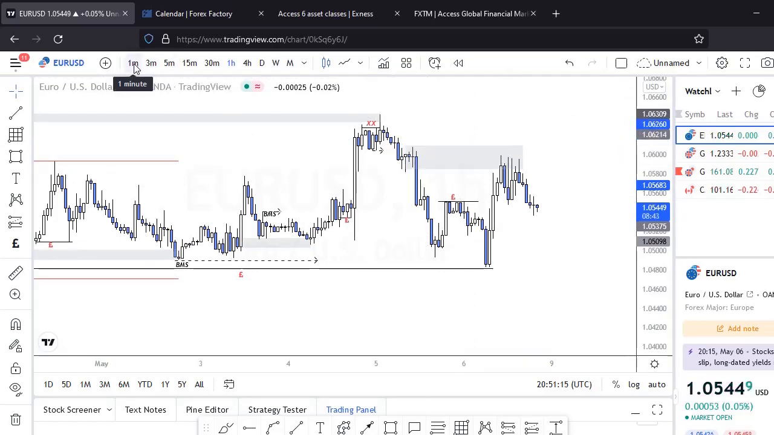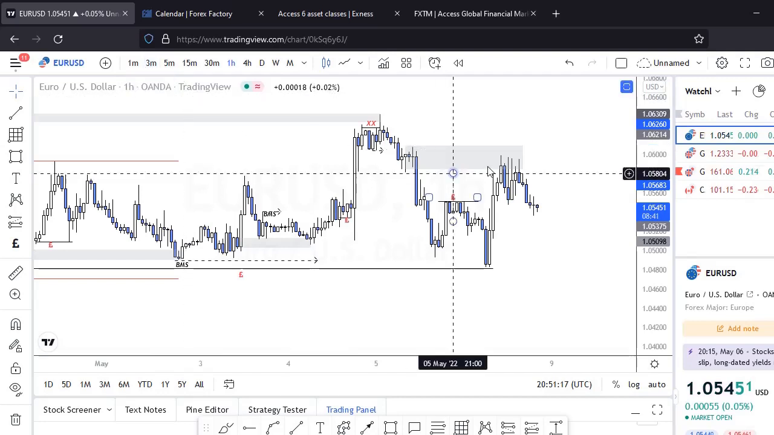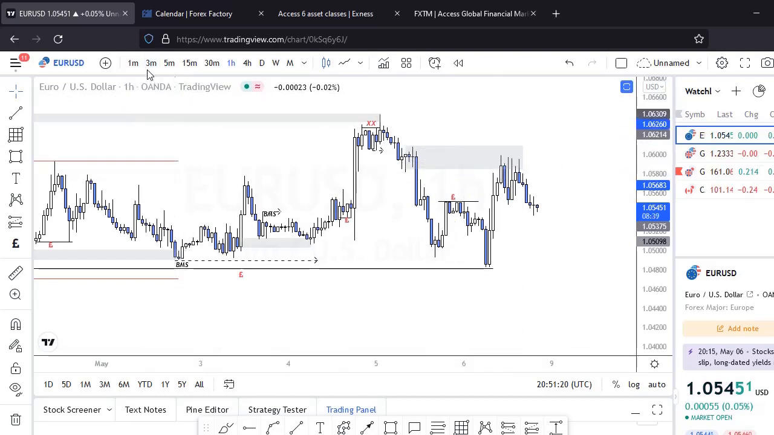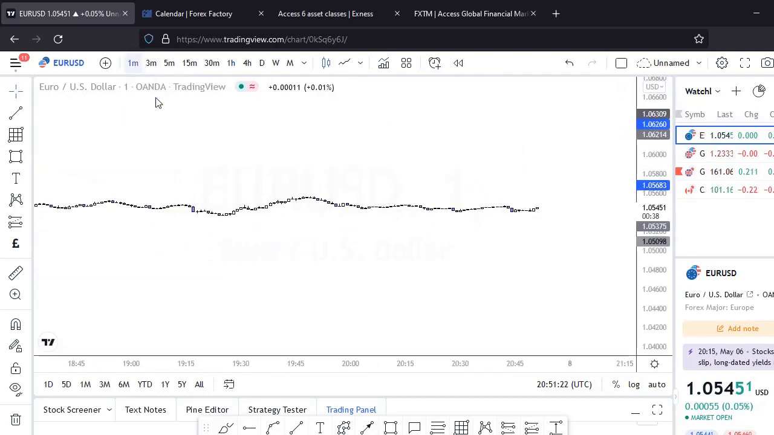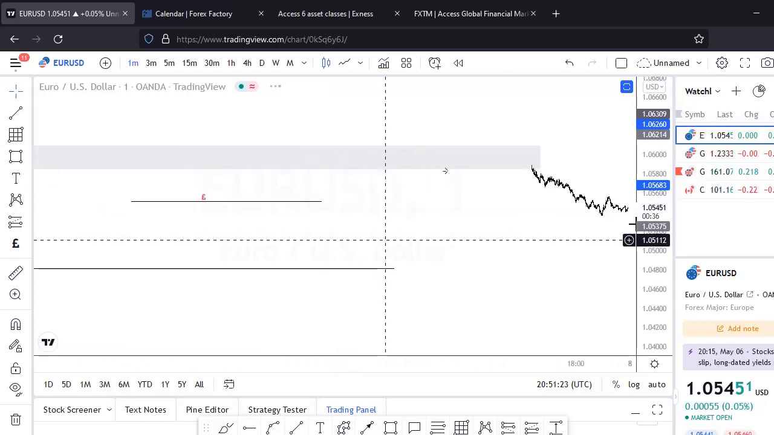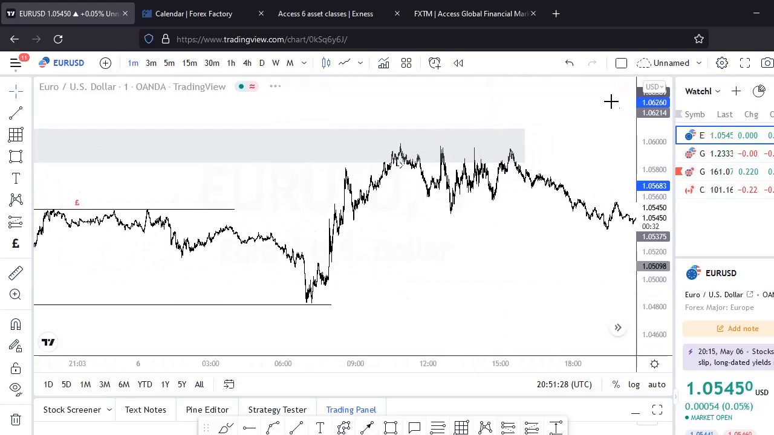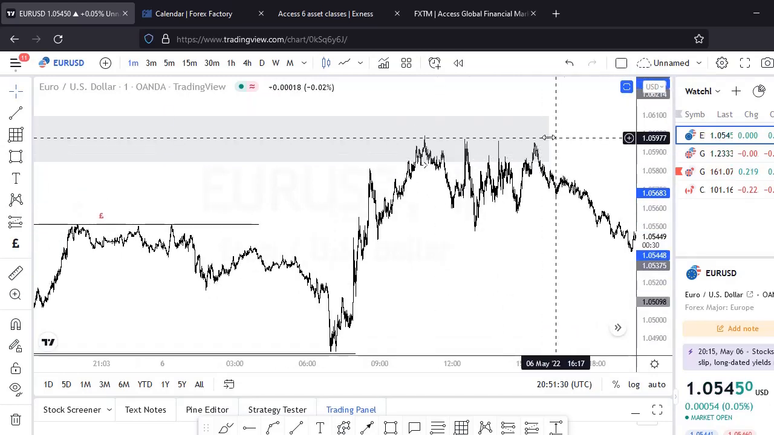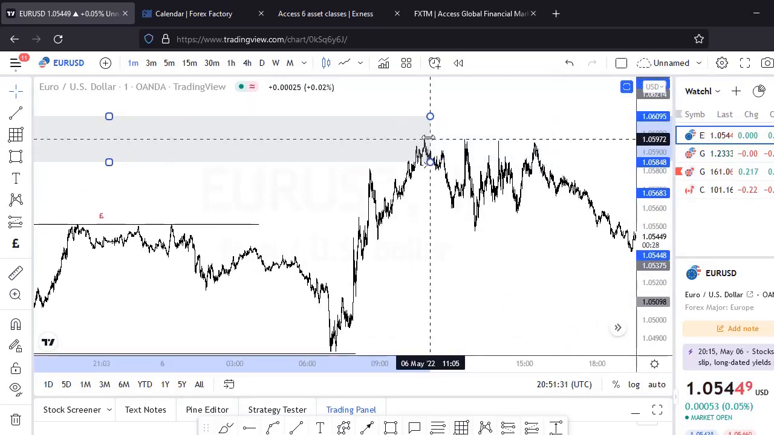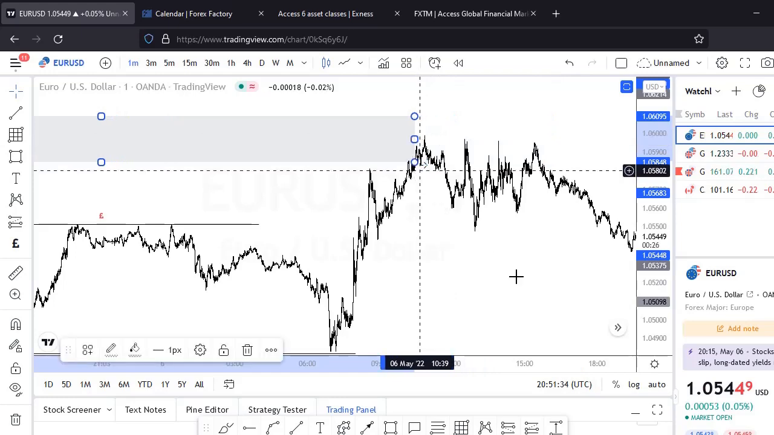So let me take us to the 1 minute time frame, because I entered the trade from the 1 minute time frame. The sell was crazy. It was from the 1 minute time frame actually. So you can see all these 1 minute time frame. So let me zoom in.